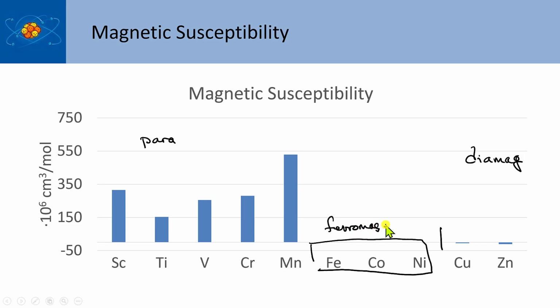And I'll talk about that on the other slide. But they have a special magnetic property. They can be magnetized, and they have interesting properties that make them that way. Now, you can make alloys of things that are paramagnetic and make them ferromagnetic.